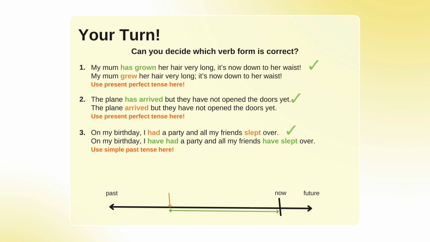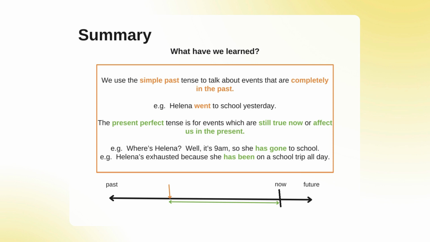Sentence number 3. On my birthday, I had a party and all my friends slept over. So in this example, we used simple past tense because my birthday party was in the past and my friends slept over. Now they've gone back to their houses. The sleepover is finished.